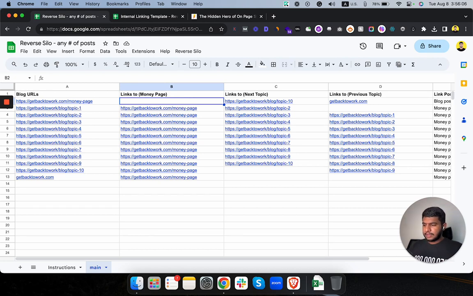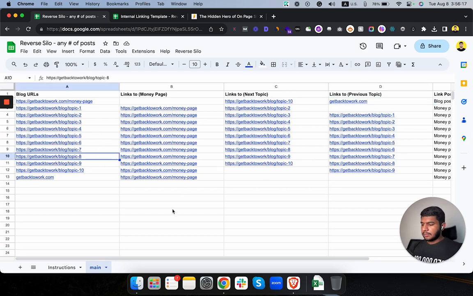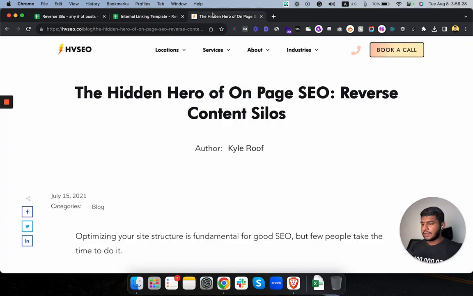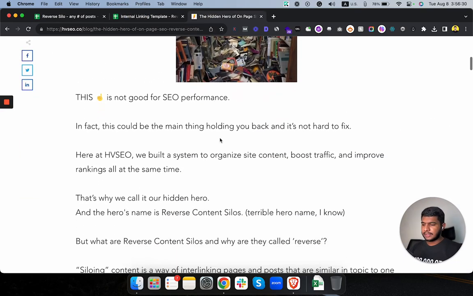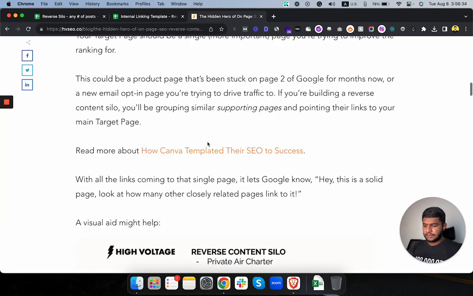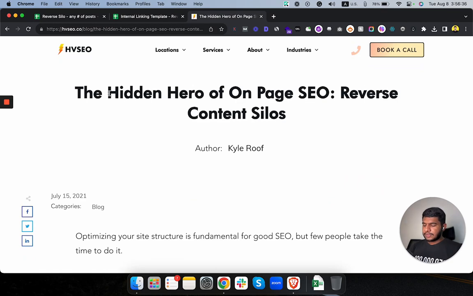which one, right? So this is telling you that the money page should link to your topic 10 and the home page, right? And topic 8 should link to money page, topic 9 and topic 7, right? I double checked it via Steve's sheet as well as what Kyle said in this blog post. I have been following this structure for my niche websites, and it works pretty well.